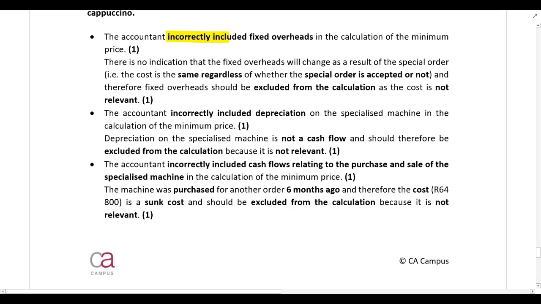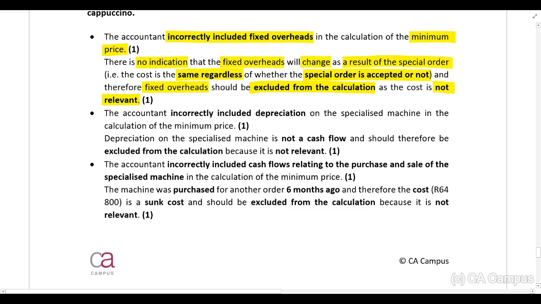The accountant incorrectly included fixed overheads in the calculation of the minimum price. Remember guys, the whole logic behind calculating a minimum price for a special order is you only take relevant costs into account, relevant incremental cash flows. So that should definitely not be taken into account when calculating the minimum price for a special order. How should this error be corrected? There is no indication that the fixed overheads will change as a result of the special order. In other words, the cost is the same regardless of whether the order is accepted or not. And therefore the fixed overheads should be excluded from the calculation as the cost is not relevant.